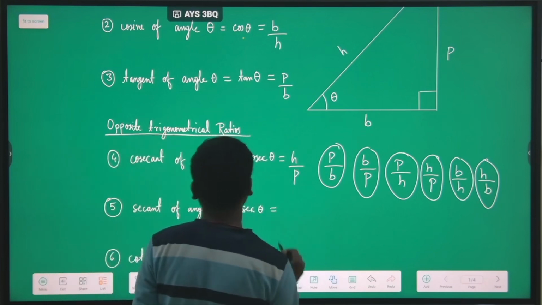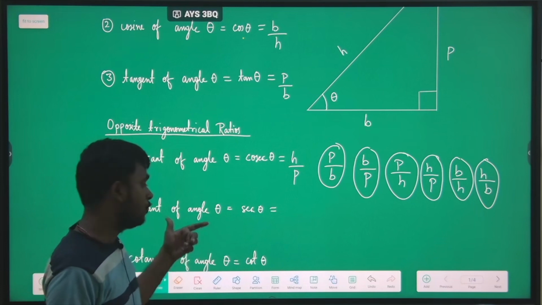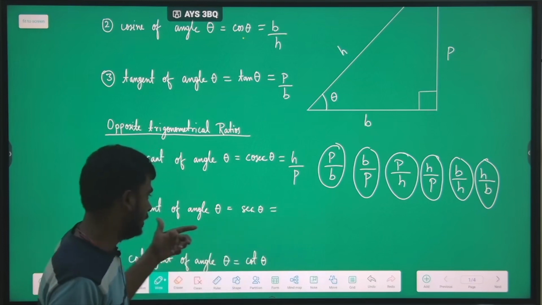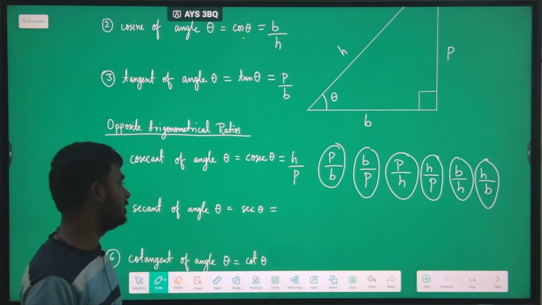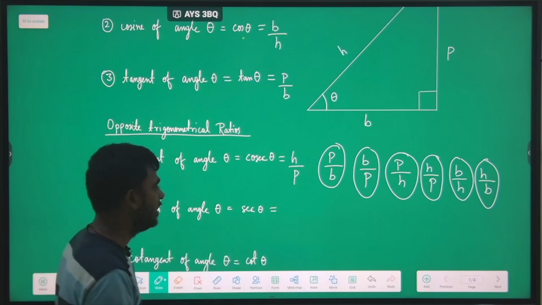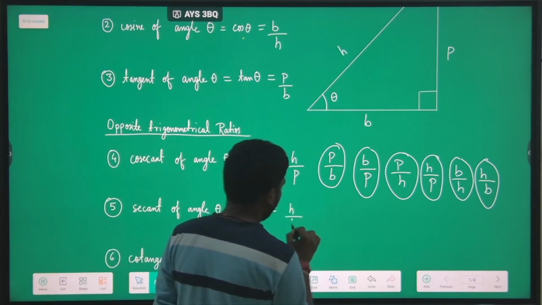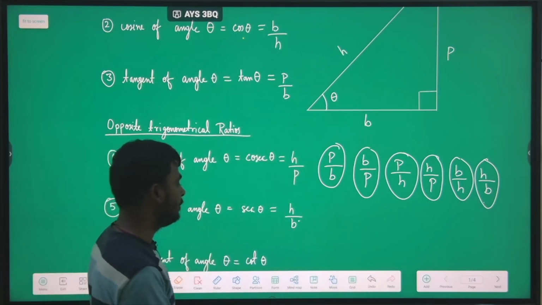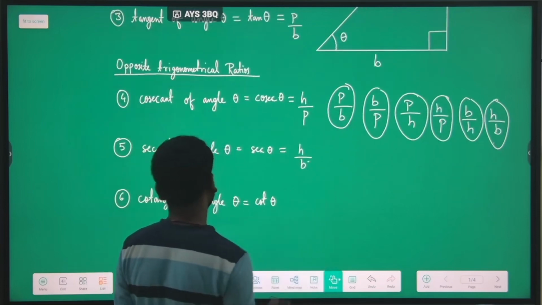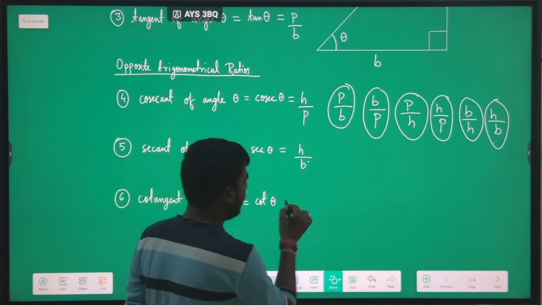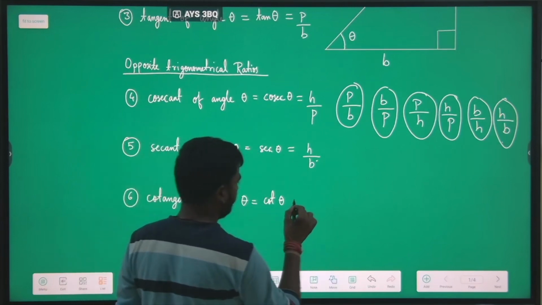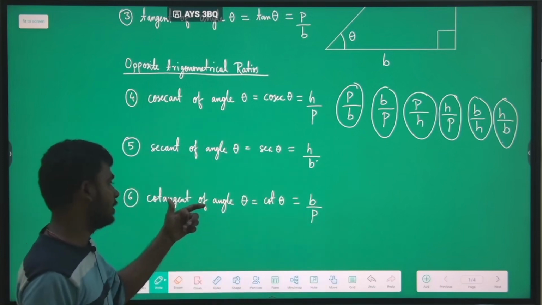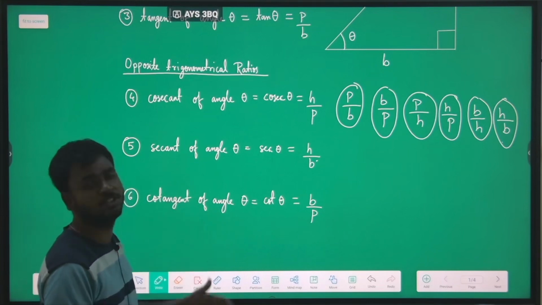Similarly, the fifth one was given the name secant of angle theta. It is the reciprocal of cosine of angle theta. So this secant of angle theta is H upon B. Similarly, for B upon P, that is the reciprocal of tangent of theta, it is given the name cotangent of angle theta.